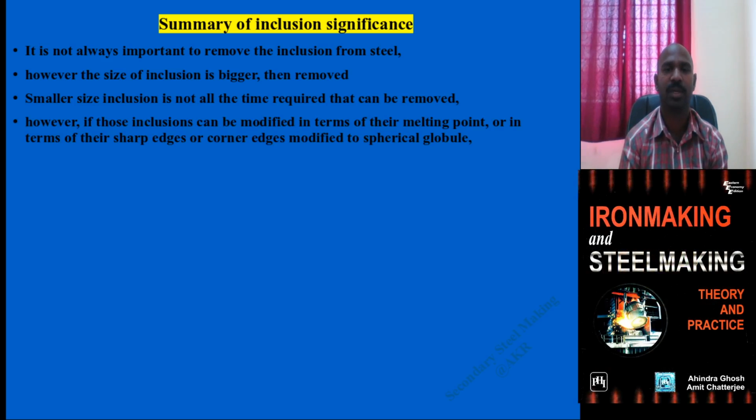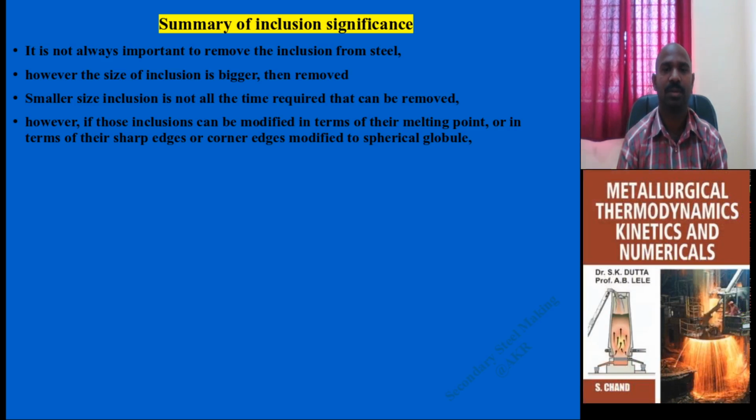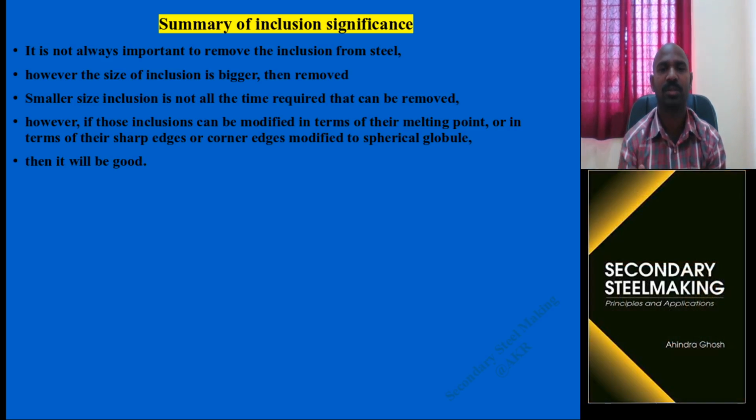However, if those smaller inclusions are modified into the spherical shape, cutting down these edges and corners and converting into the spherical or globular type, you can retain the smaller inclusions. That is why we do not call it free from inclusions. The clean steel technology itself is decreasing the larger size of inclusions, and then it is good.